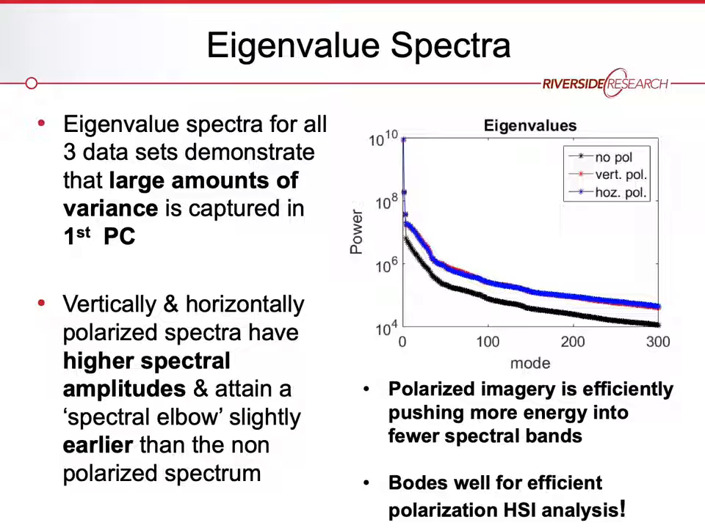This is actually good, because what it's telling us is that if you compare the vertical and horizontal polarization cases with the non-polarization case, you will find that you're getting the same information, but it's just appearing in a fewer number of bands. And this bodes well for polarization HSI analysis, because it says that we can pull out information efficiently, basically using less power and less processing.